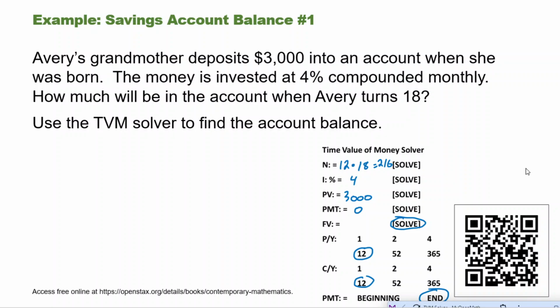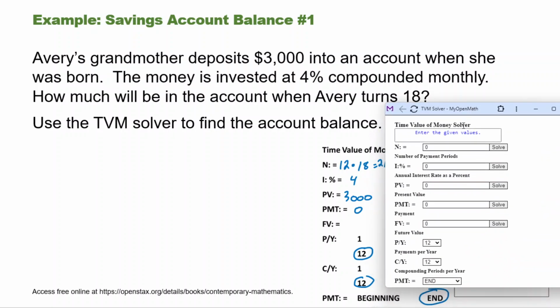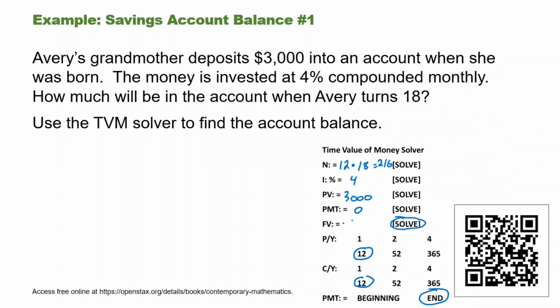Now, I will pull up our TVM solver and type in that N equals 216, I equals 4, present value is 3,000, payment equals 0, future value is blank because we will solve here. P/Y and C/Y are 12 with payment selected at end. So I will click solve on the future value line here, and I find that FV equals negative 6155.92.